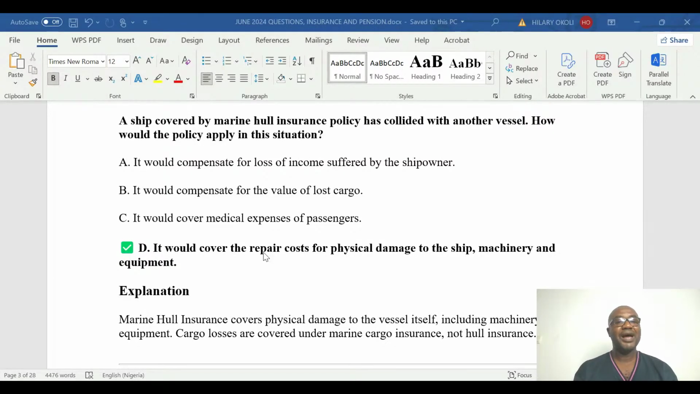So that insurance will handle those, maybe life insurance or health insurance, as the case may be. But in the instance of the question being asked about the damage on the ship, it is the ship that will be repaired. So the repair cost for the physical damage of the ship is what will be considered. Other things will not be considered.